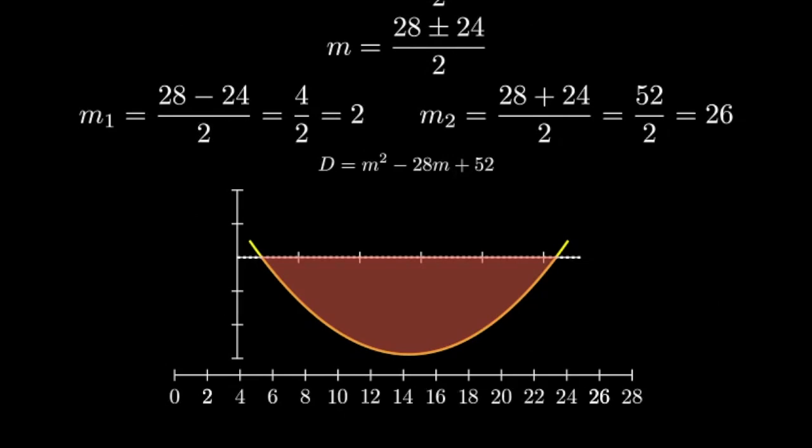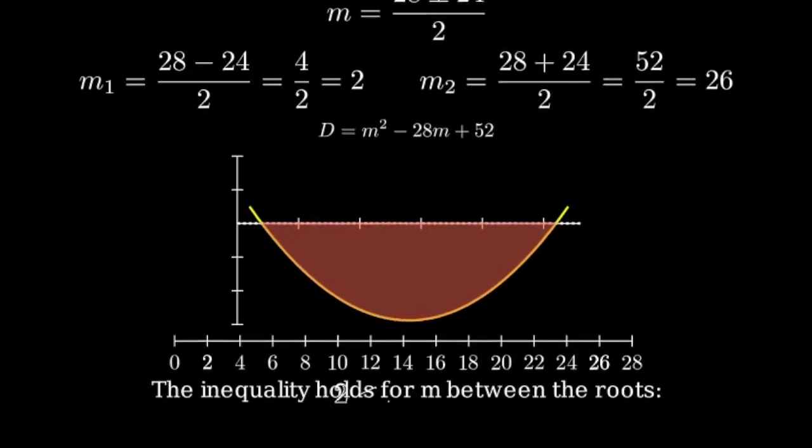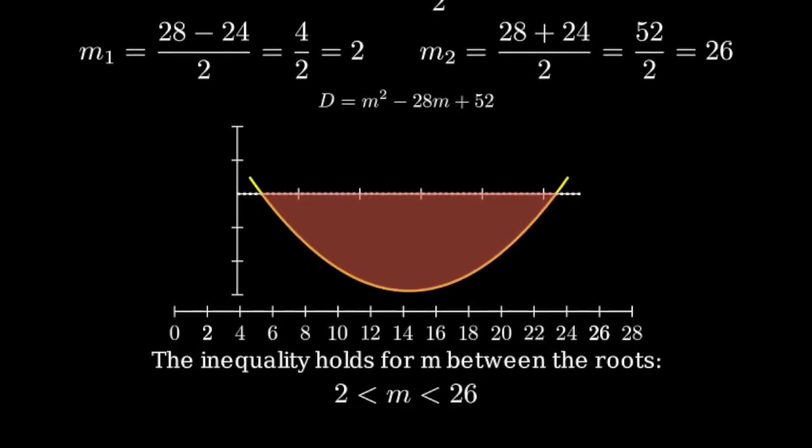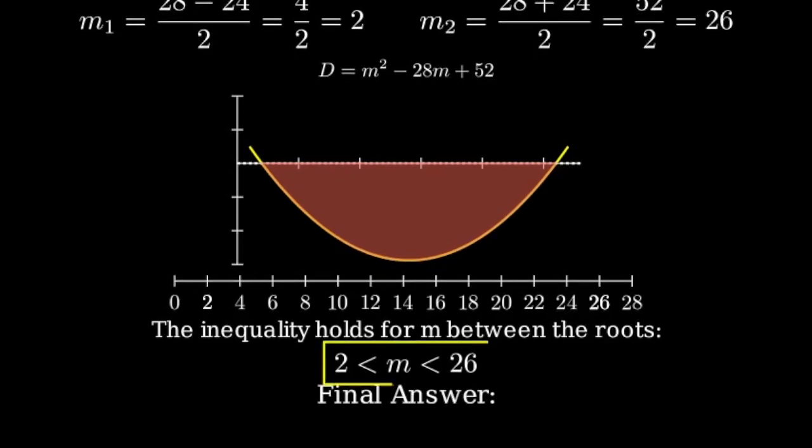The quadratic m squared minus 28m plus 52 is an upward opening parabola. It will be less than 0, negative, between its roots. Therefore, the inequality m squared minus 28m plus 52 is less than 0 holds when m is strictly between 2 and 26. So, the final answer is that the line y equals mx minus 2 does not touch or cut the curve y equals (m plus 1) times x squared plus 8x plus 1 when m is strictly greater than 2 and strictly less than 26.